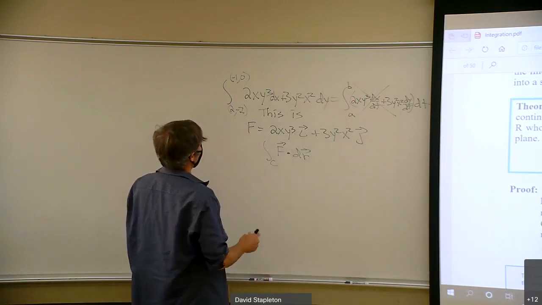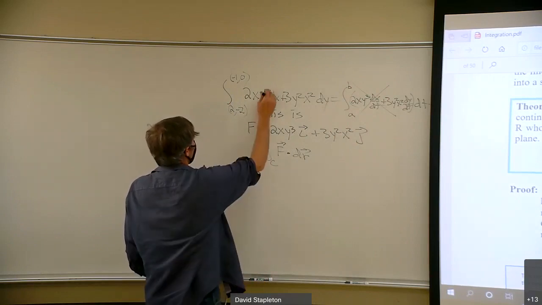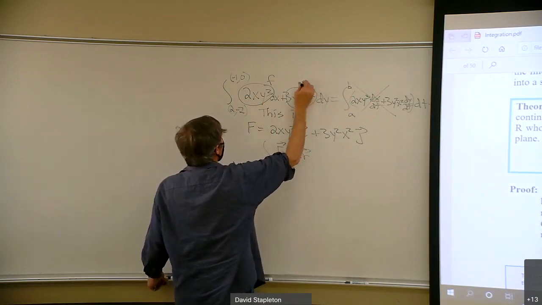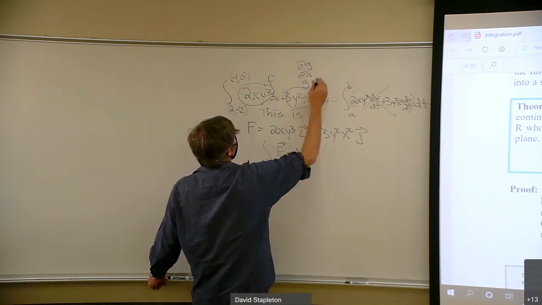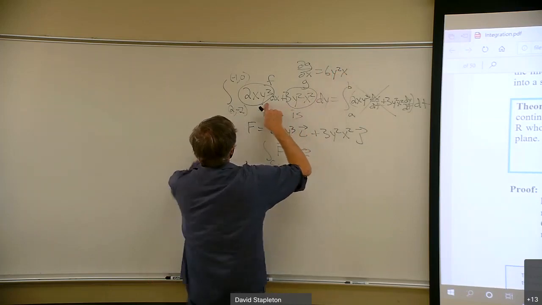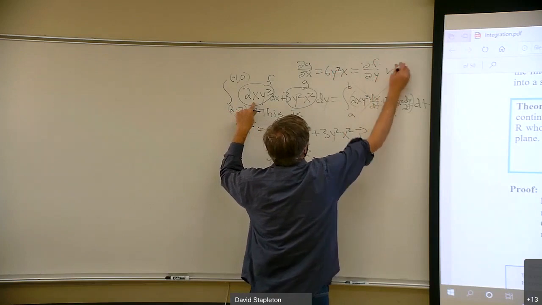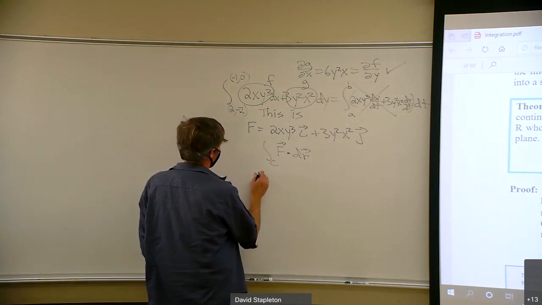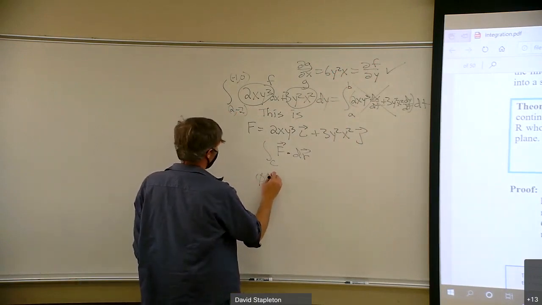An easier way is to say that because this is conservative, and you can test that it's conservative, right? If you call this little f and this little g, you notice that dg/dx, 6y squared x, is the same as df/dy. Because dg/dx equals df/dy, this is conservative, and all you have to do is find the potential. That's what they're asking you to do.